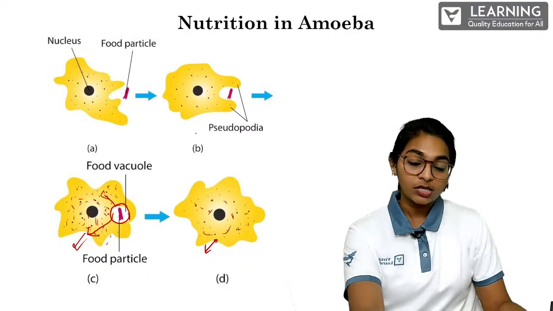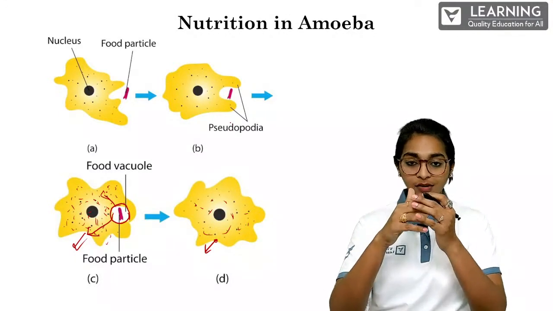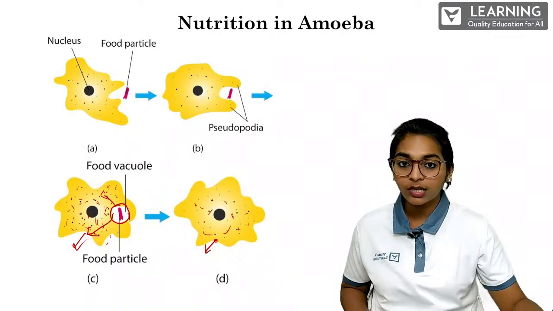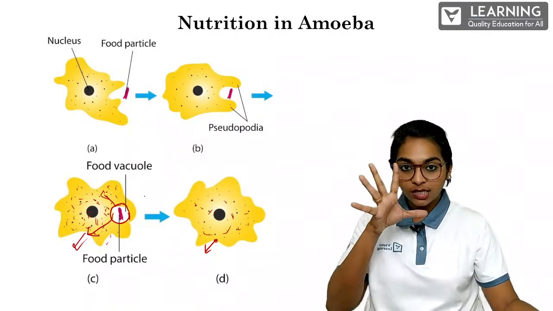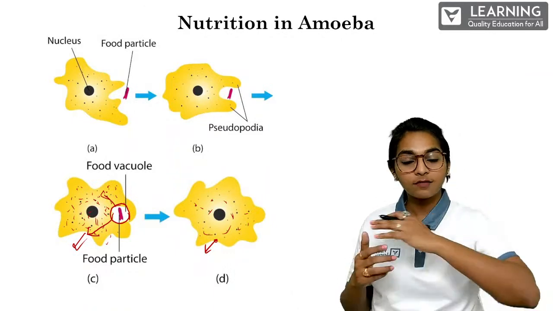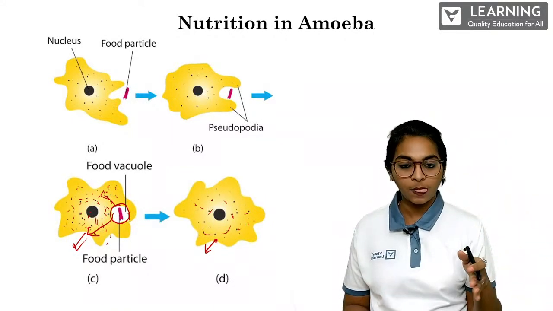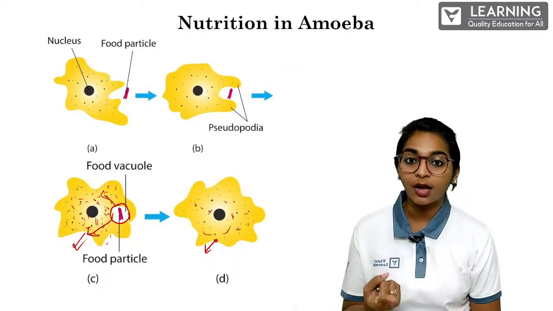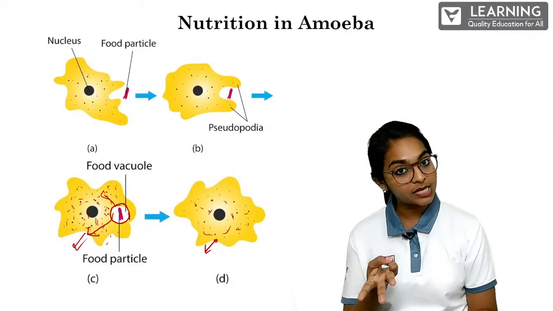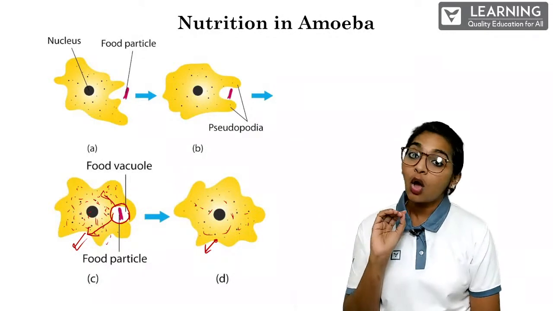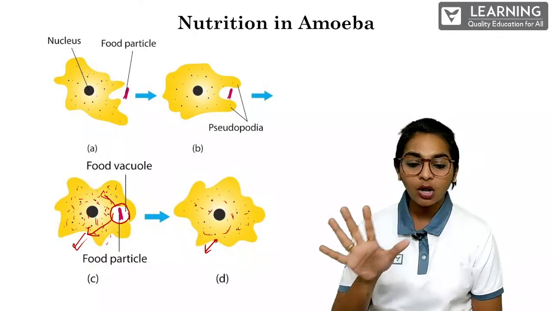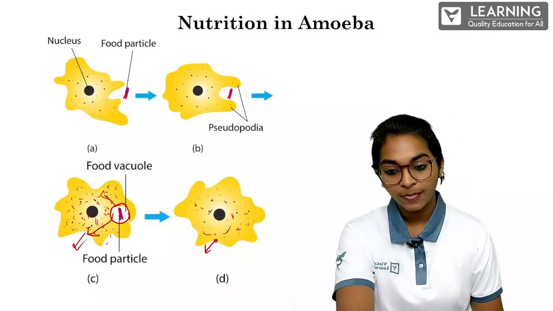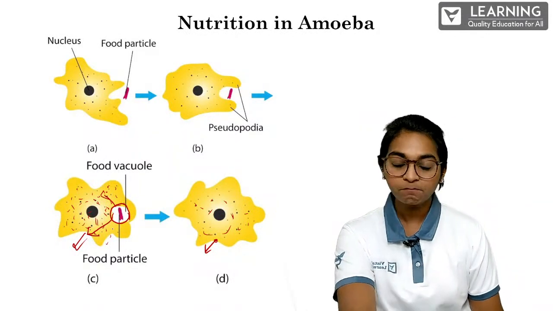Is it clear? So ingestion is happening where the food particle is covered, digestion is happening where the breakdown occurs, absorption is happening where the energy from the food particle is absorbed, and assimilation is happening where it travels to all the parts of the cell. In one single cell, what parts will you have? You will have mitochondria, Golgi bodies, endoplasmic reticulum, cytoplasm, food vacuole. A lot of other parts are there, right? So it assimilates to all the other parts and then, at last, egestion happens. Is that clear? Very simple, right?